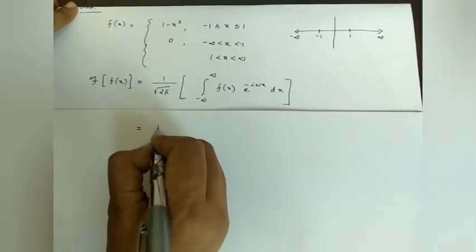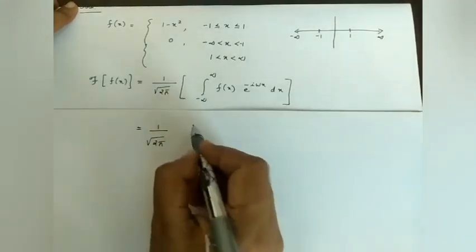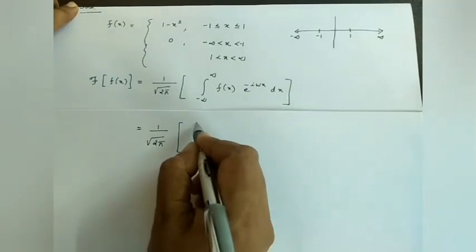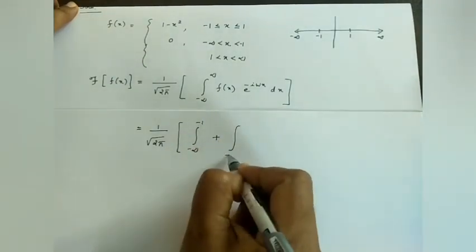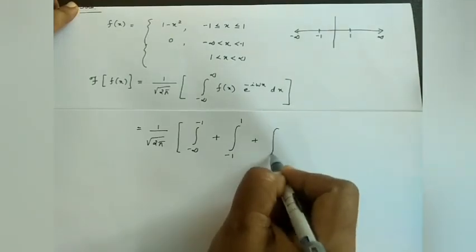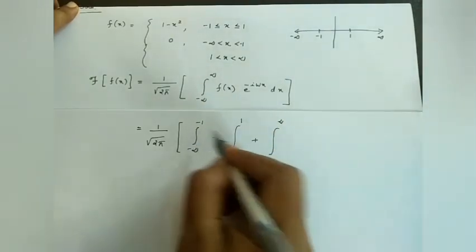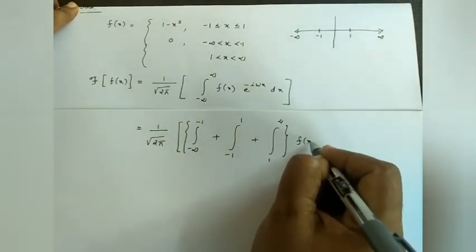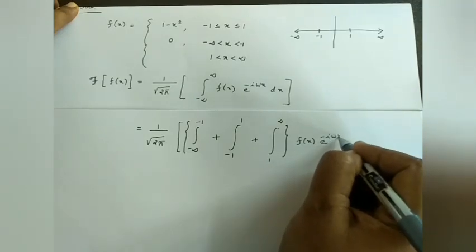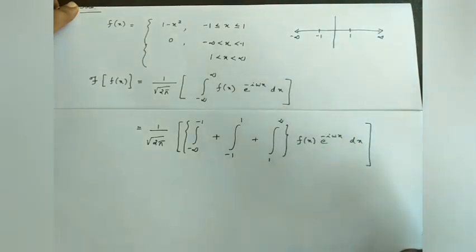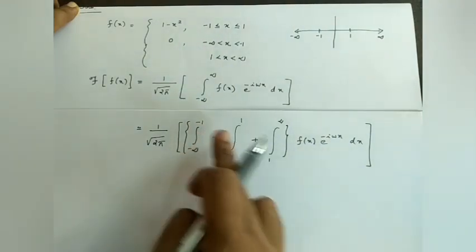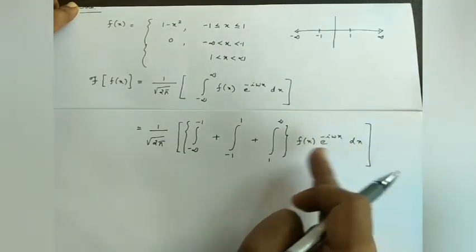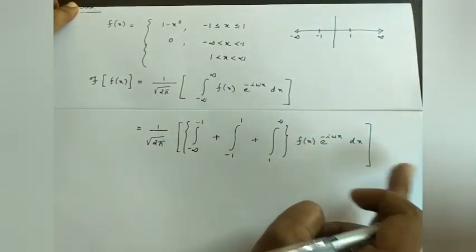This is equal to 1 by root 2 pi into, now we can divide this limit from minus infinity to infinity as minus infinity to minus 1, then from minus 1 to 1, then from 1 to infinity. Split: minus infinity to minus 1, f of x e raised to minus i omega x dx; minus 1 to 1, f of x e raised to minus i omega x dx; and 1 to infinity, f of x e raised to minus i omega x dx.